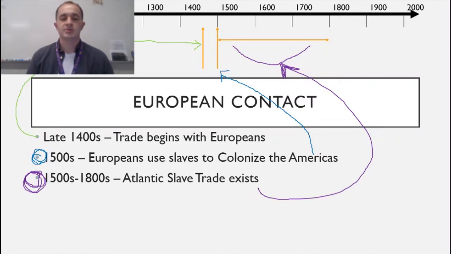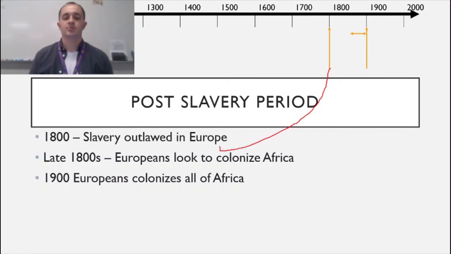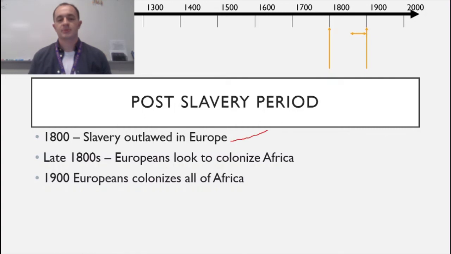In 1800, slavery was outlawed in Europe. So we see that there are no more slaves used in Europe, but that doesn't mean that slavery ended. Slavery continued in certain ways throughout all of the 1800s in Africa. So 1800, slavery is outlawed in Europe, so we see the slave trade end. And then in the late 1800s, Europeans start to look to colonize Africa, which they would do completely by about 1908. They would have all of Africa colonized.